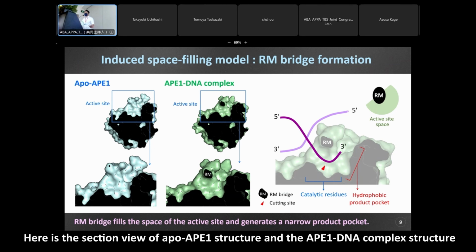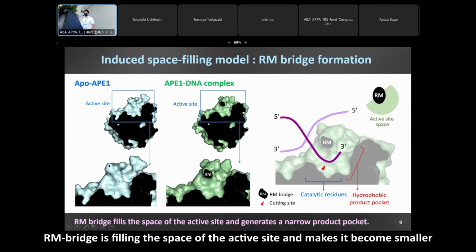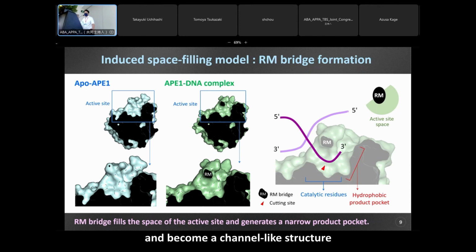And here is the section view of the APE1 structure and the APE1-DNA complex structure. Here is the active site. As you can see here, the active site is open. But when the RNA bridge forms and the DNA binds to APE1, you can see here is the RNA bridge. The RNA bridge is filling the space of the active site and makes it smaller, becoming a channel-like structure.